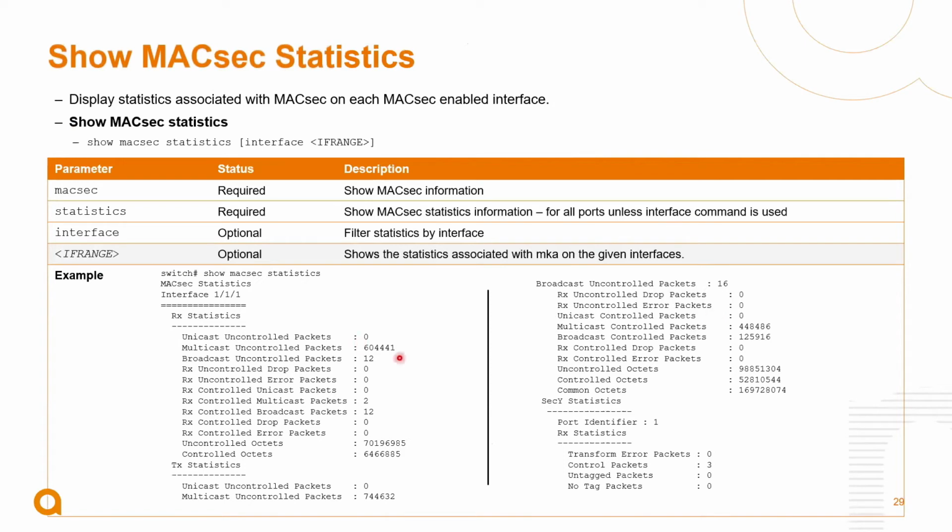We also support a lot of statistics related to MACsec. There are both RX and TX statistics, and then there are the SecY statistics. I wouldn't get into each of them, but you have a lot of statistics available to debug issues or verify if the channel is up and running and what sort of packets are actually being transmitted over the link.